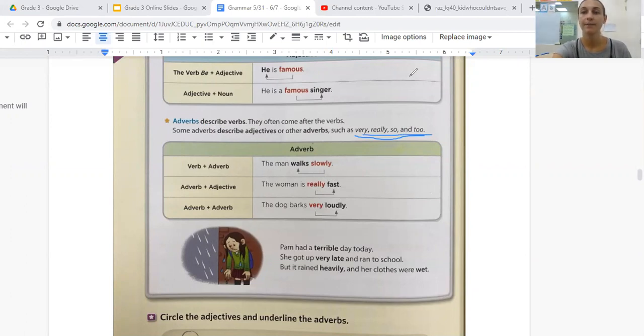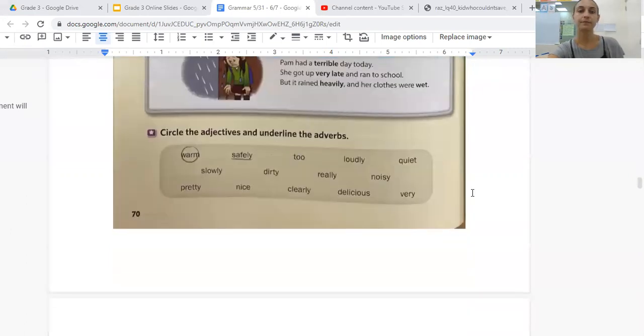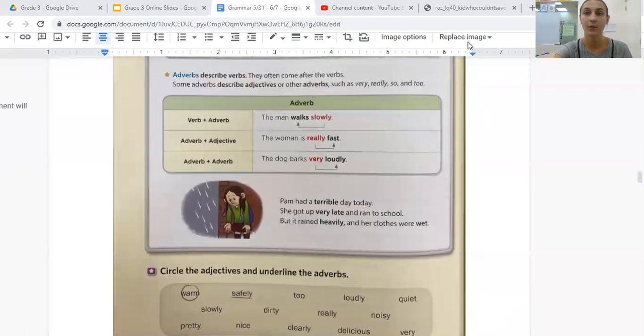We're going to go down here and I'll walk you through this. So you're going to circle the adjectives and underline the adverbs. So if you see anything with a y or an ly, that's going to be an adverb. So you're going to underline it. If you see any of these four words, you know those are adverbs. And then you're going to circle the adjectives, the ones that are just describing words. So go through those and we'll check those at our second meeting to make sure we're all on the same page.